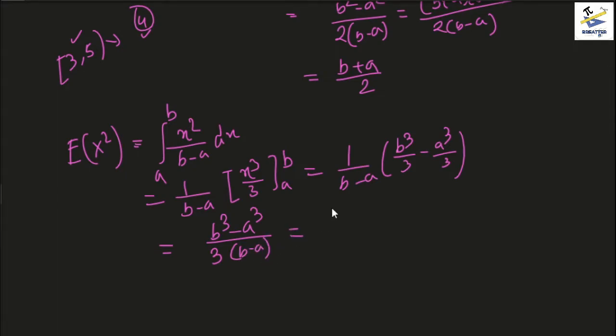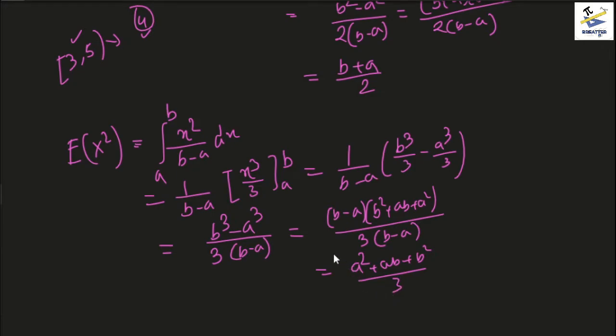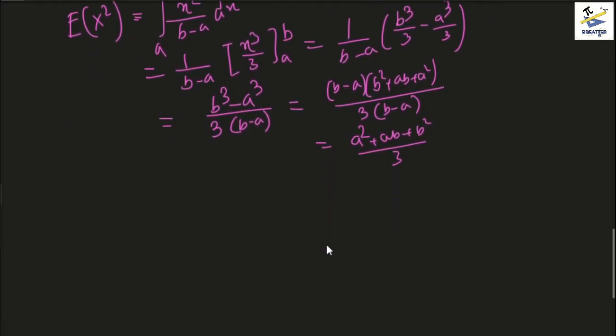Now we can use the cubic formula to find out. It is basically equal to b minus a into b square plus ab plus a square, whole divided by 3 into b minus a, and we cancel off everything. The answer is a square plus ab plus b square by 3. So we got the second moment and we got the first moment. Now we can have a look at how the variance would look.